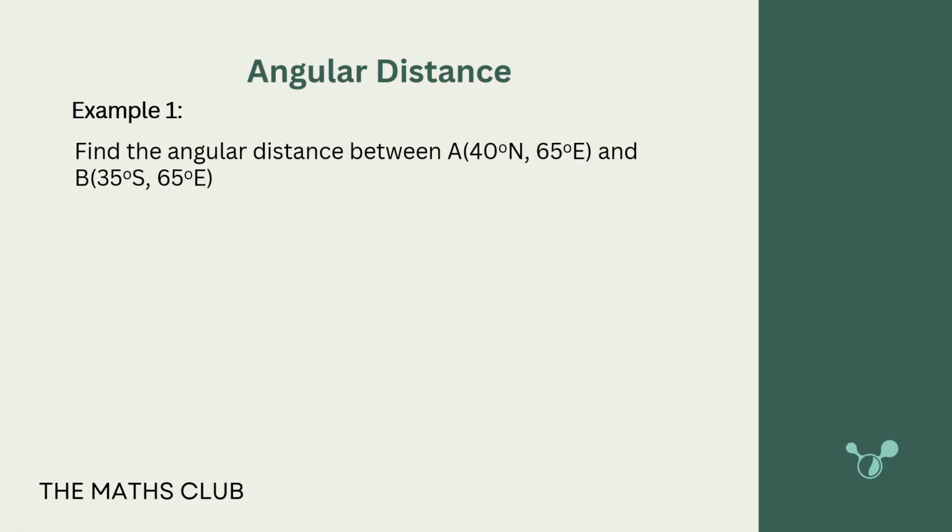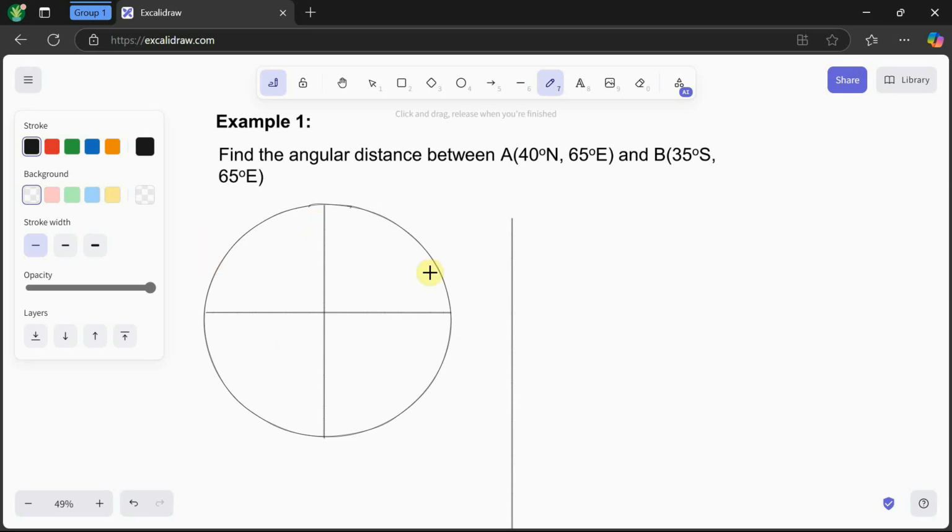Let's solve this together. Let's assume that this is our globe. This is the North Pole, this is the South Pole, this is west, this is east, and this is also 0 degrees, the equator line. So it says that point A is 40 degrees north. 40 degrees north is talking about the what? Great, the latitude.